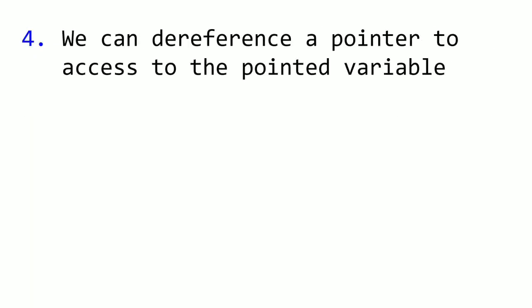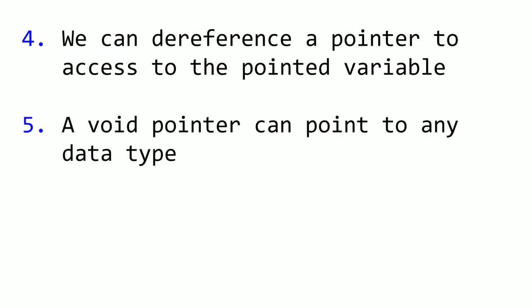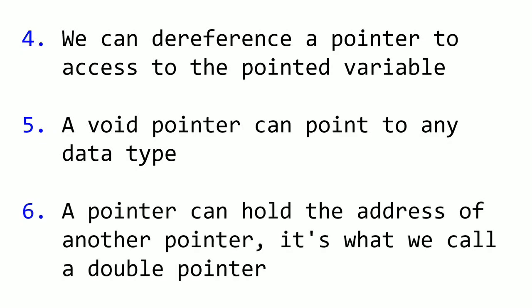Key number 4, we can dereference a pointer to access the pointed variable. But be careful, never dereference a null pointer. Always check that your pointer isn't null. Key number 5, a void pointer can point to any data type, but we have to use casting when we dereference it. Key number 6, we can have a double pointer, a pointer that holds the address of another pointer.